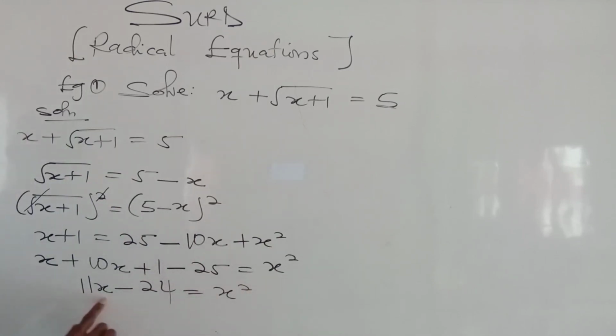This 11s here, I'm going to move it to come and join what is here, and this negative 24 also, I'm going to move it to come and join whatever is there, okay? So when I move everything from this side, here will be left with 0. Okay, so I'll have my 0 equals to my s squared is there.